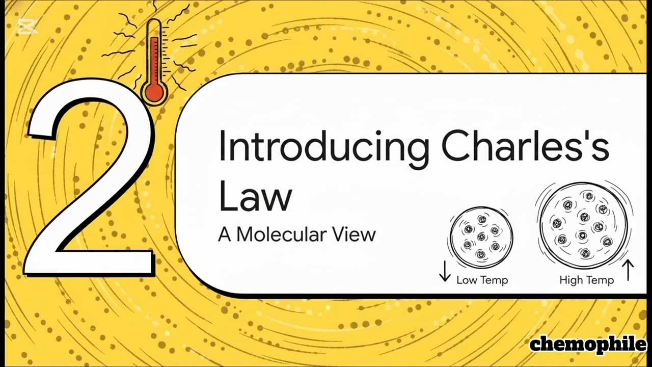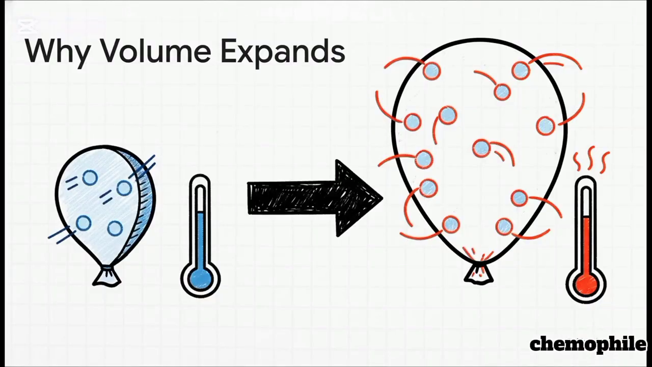So, okay, we know Charles's law connects temperature and volume. But why does this happen? To really get it, we need to zoom way in, like all the way down to the tiny particles bouncing around inside that balloon. It all boils down to energy. When you heat up a gas, you're basically giving all those little particles a shot of espresso. They start zipping around faster, crashing into the inside of the balloon with a lot more oomph. To keep the pressure from building up, the balloon has no choice but to expand, giving those energetic particles more room to fly. And of course, the opposite happens when it gets cold. They slow down, hit the sides less, and the balloon shrinks.